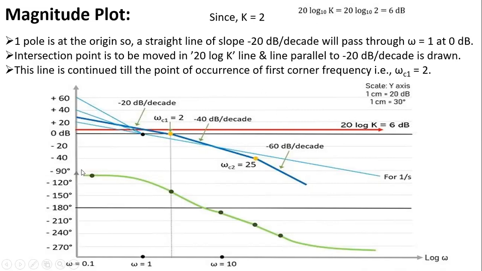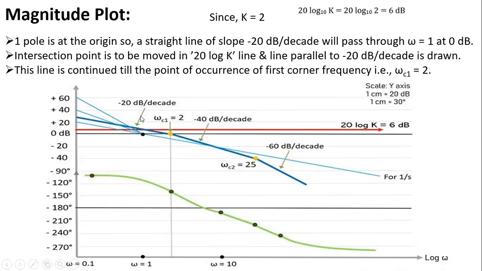And for the phase, 1 centimeter is equal to 30 degrees. This is 0, so 30, 60, 90, 120, like this. So for the angle we are taking 1 centimeter is equal to 30 degrees on the y-axis, which is the phase angle. We are taking 180 as the baseline, 150, 120, 210. So 30 degrees is 1 centimeter here.